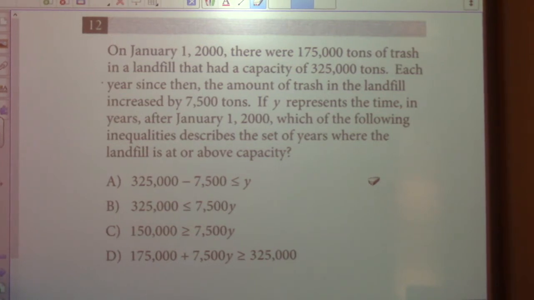We had our SAT problem today. We had Braden solve this one. That was really good work.